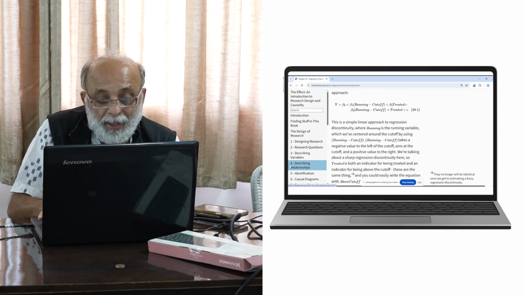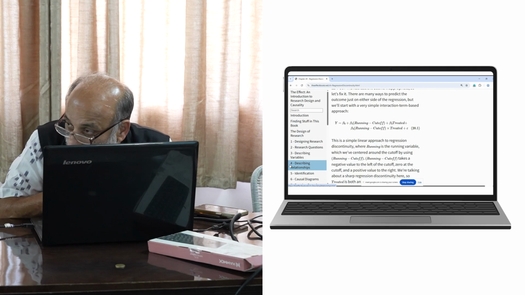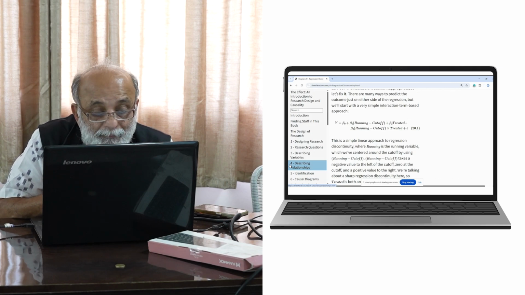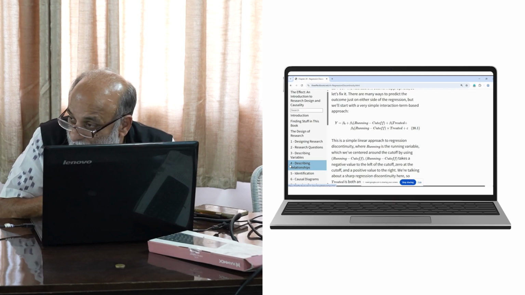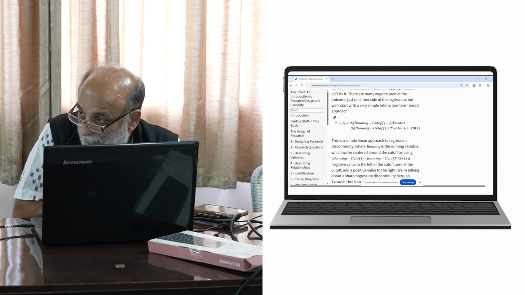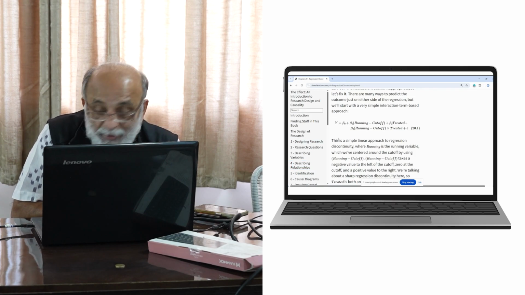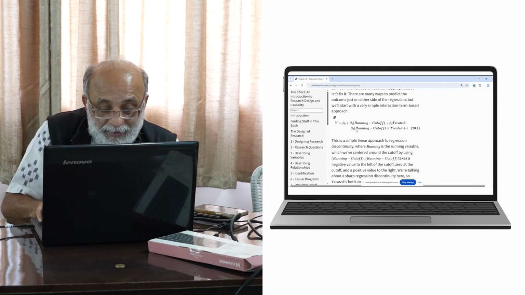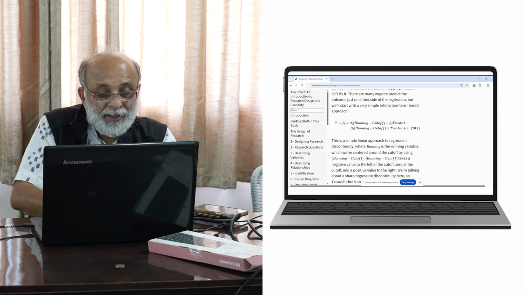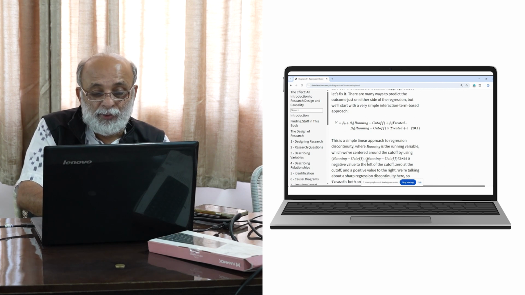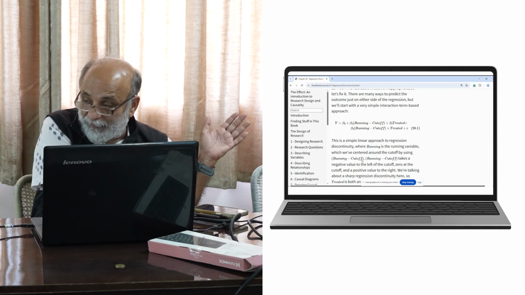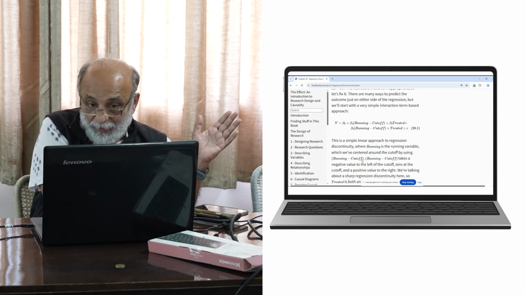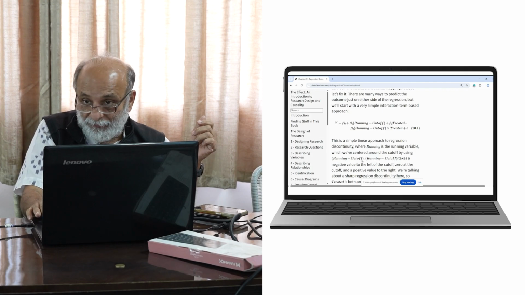So when you're talking about students below 75, all these values will be negative, no? Running minus cutoff will all be negative. For students who got above 75%, this will all be positive. So a running variable centered around the cutoff by using running minus cutoff takes a negative value to the left of the cutoff and a positive value to the right of the cutoff.